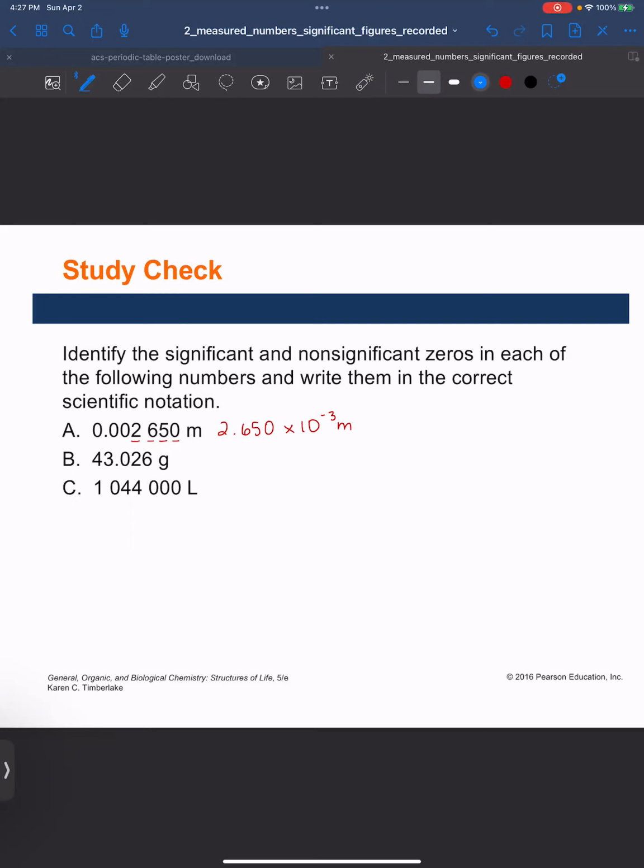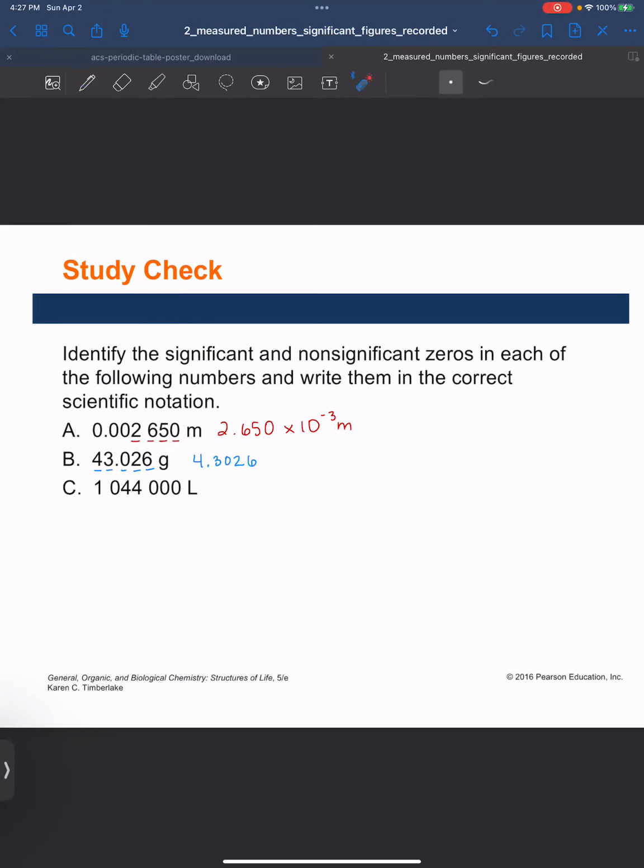Okay, so for this one, first determining the significant figures, I'm going to start with the first non-zero number. 3, 4, 5, that sandwich 0 counts. So there are how many significant figures? There are 5. So when we write this in scientific notation, we're going to have to write all of them.